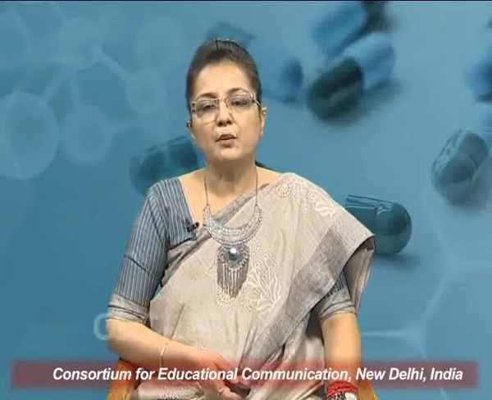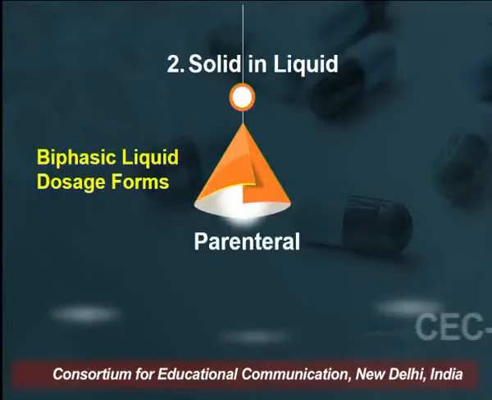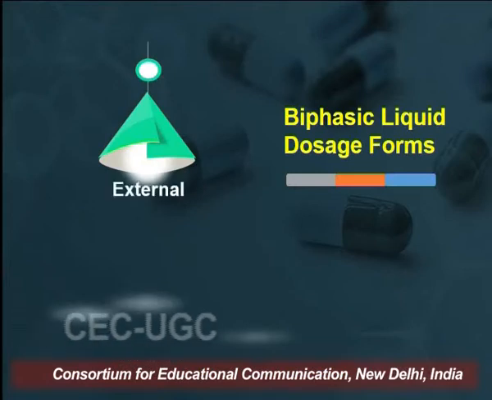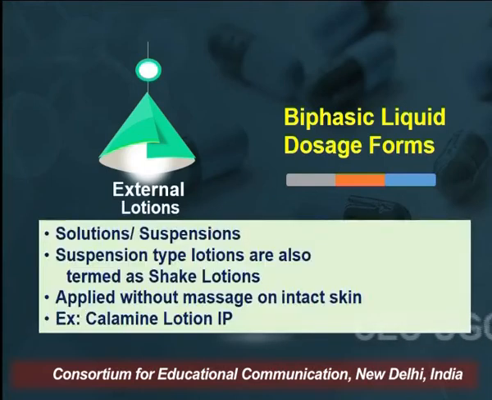The second type of biphasic liquid systems, solid in liquid type, are intended for parenteral use, and the biphasic liquid dosage forms which are exclusively used externally include lotions. Lotions are solutions or suspensions and generally are termed shake lotions, and they should be applied without massage on intact skin. The popular example under this is calamine lotion, official in Indian Pharmacopoeia.